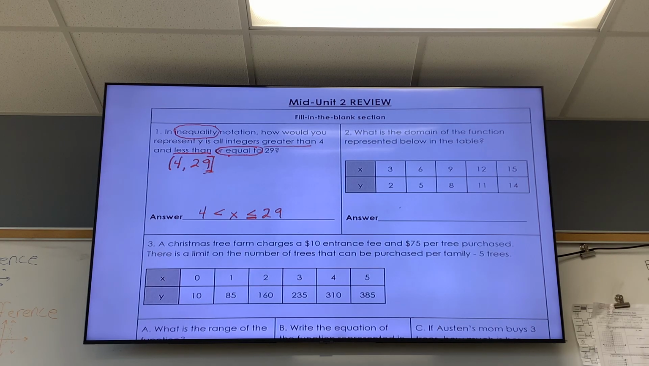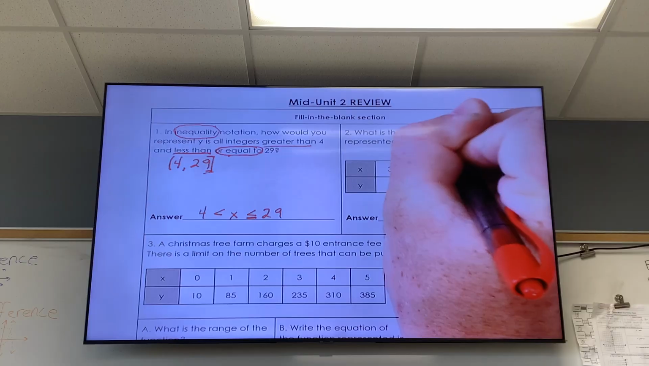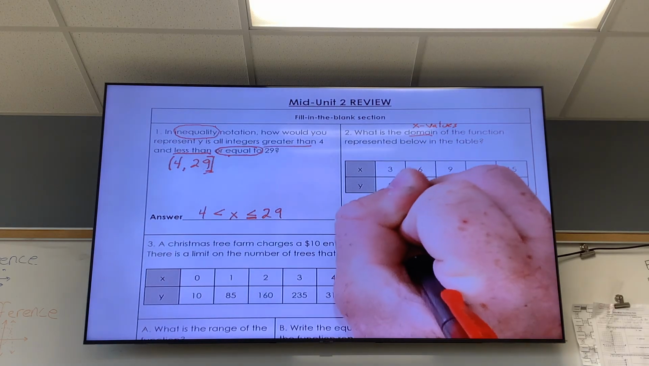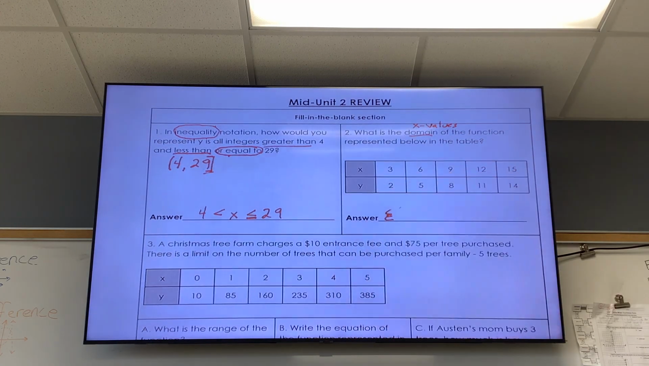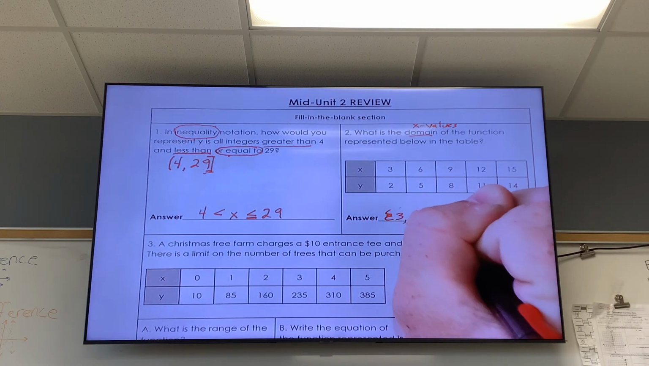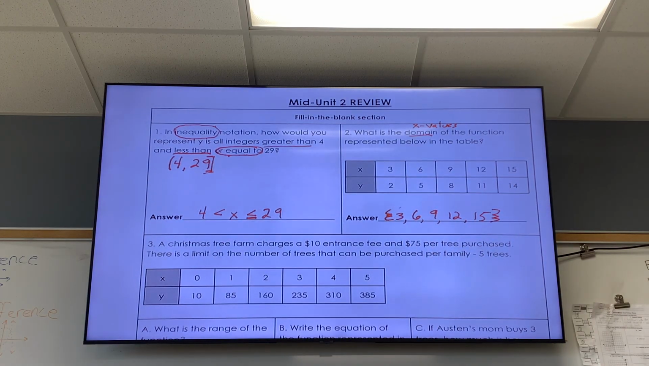For number 2, it says, what is the domain of the function represented below in the table? Remember, when we're dealing with a domain of a table, we're just listing our x values. Our domain is our x values, and we always want to list them from least to greatest. So we're going to say our open curly brace, our lowest x value, which is 3, then 6, 9, 12, and 15. And that would be our domain for number 2.